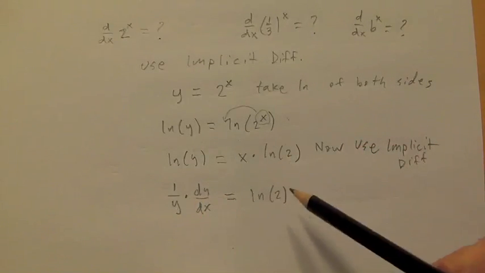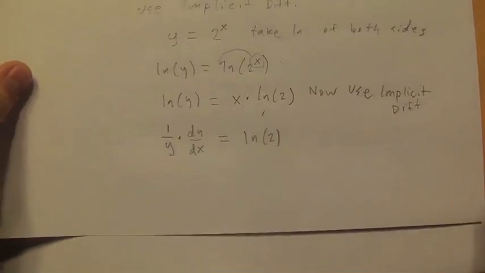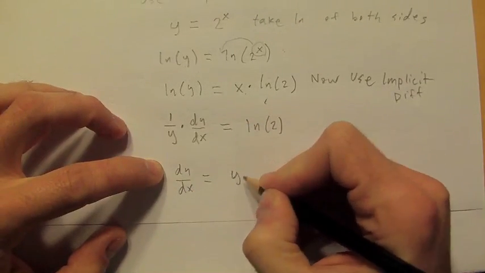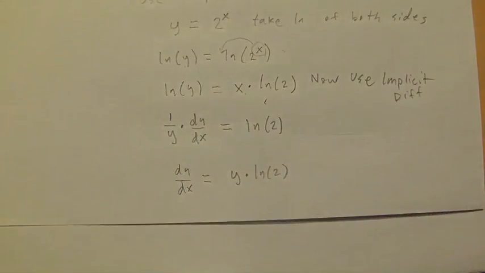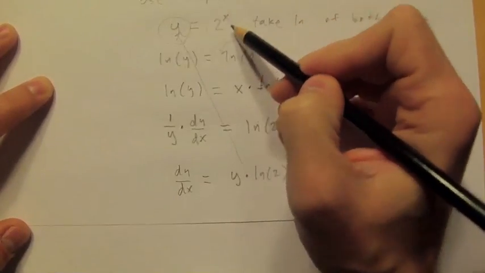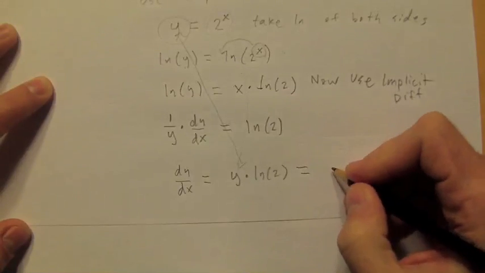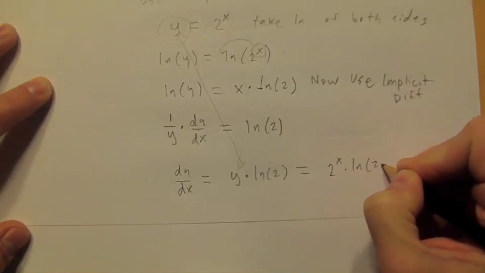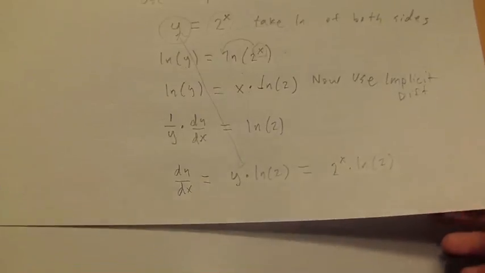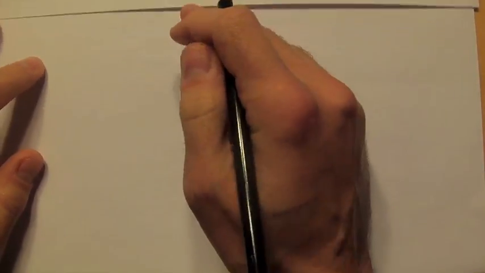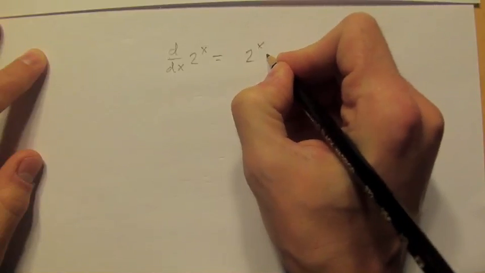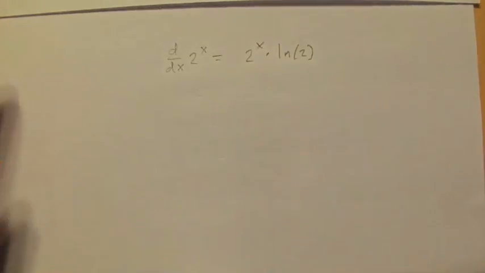Okay, so I'm going to move the y over, to get dy over dx, that's what I was looking for, is equal to y times ln of 2. And what was y? Well, if we go all the way back, y is 2 to the x. So I'll put that back in. I get 2 to the x times the natural log of 2. Okay, so there's our answer. The derivative with respect to x of 2 to the x is itself, 2 to the x, times the natural log of 2.